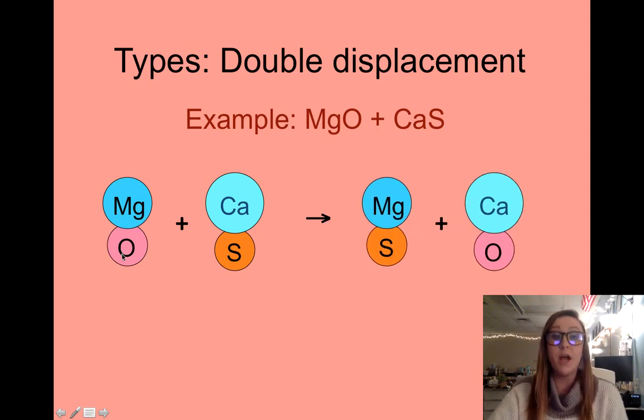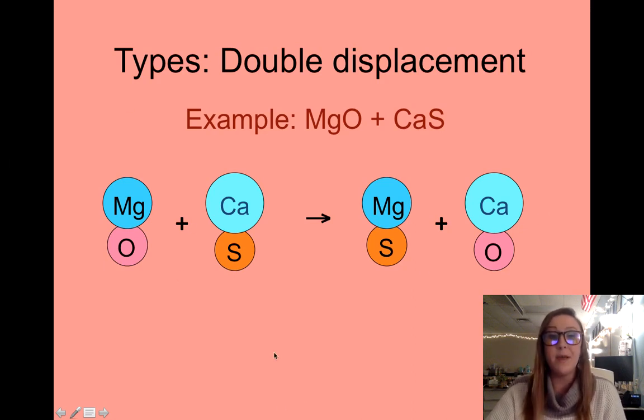Magnesium was originally with oxygen. Now magnesium is with sulfur. Calcium was originally with sulfur, and now calcium is with oxygen. So there were two switches: sulfur switched and oxygen switched. There was a double switch, double displacement, or a double replacement. So we have two completely different compounds.